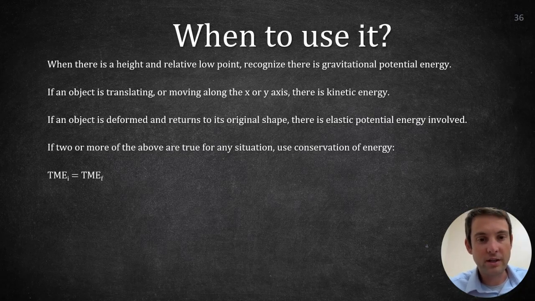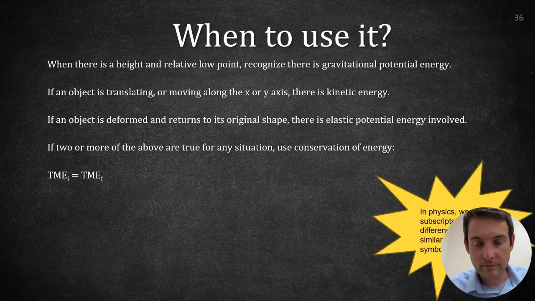Conservation of energy is all of the stuff in the beginning equals all of the stuff in the end. Total mechanical energy in the beginning equals total mechanical energy in the end. In physics, we use subscripts. Here we use i and f. i stands for initial and f stands for final, but you can use whatever.